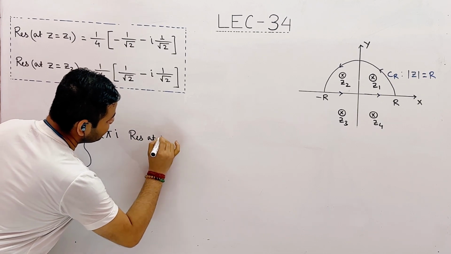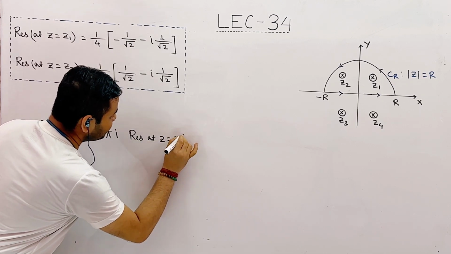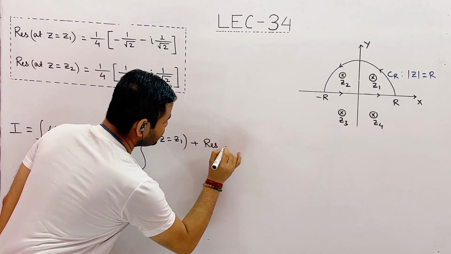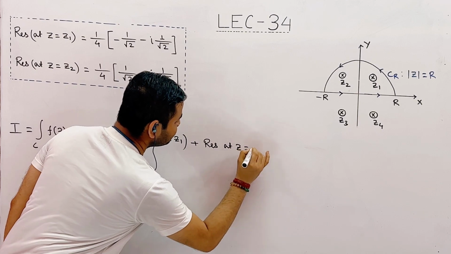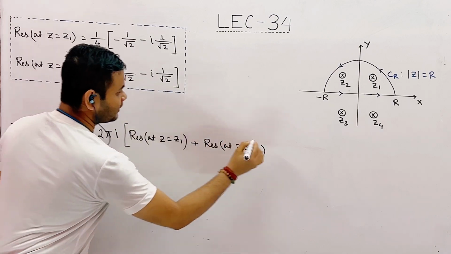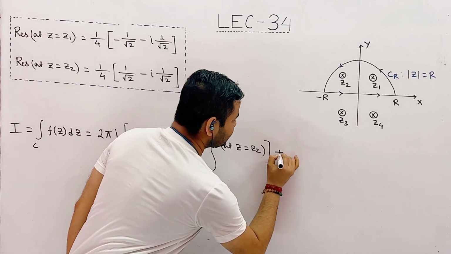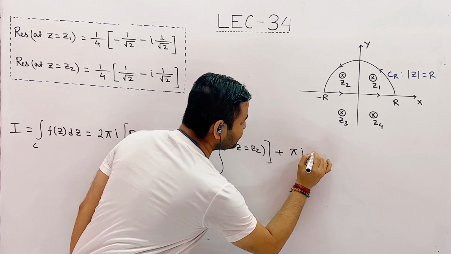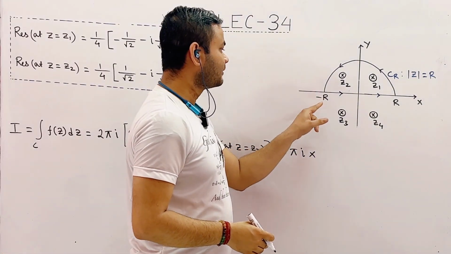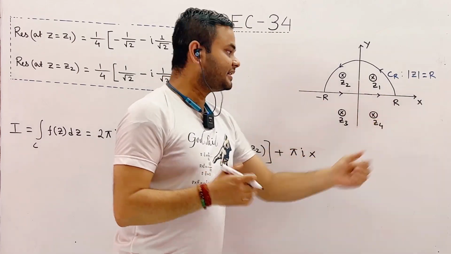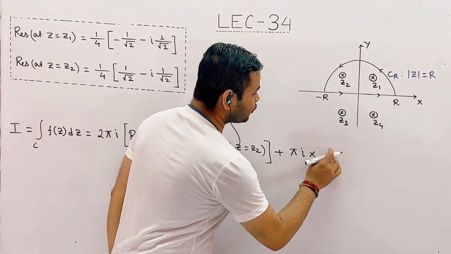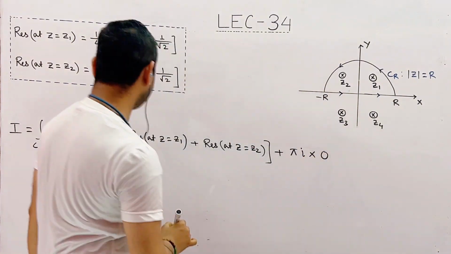Residue at z equal to z1 plus residue at z equal to z2, bracket close, plus pi iota into the sum of residues at the poles on the real axis from minus r to plus r. Here we have seen that there is no pole on the real axis. So, therefore, the total residue is 0.